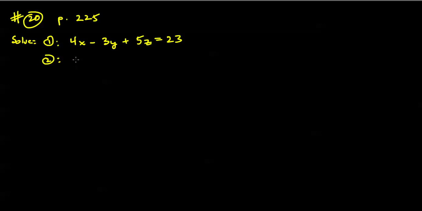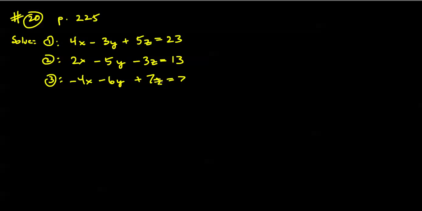Equation 2. 2x minus 5y minus 3z equals 13. Equation 3. Minus 4x minus 6y plus 7z equals 7. Alright, and I notice right away in equation 1 and equation 3, if I add those 2 equations, the x variable will eliminate from this system. So let me take equation 1 and add it to equation 3, no adjustment needed.